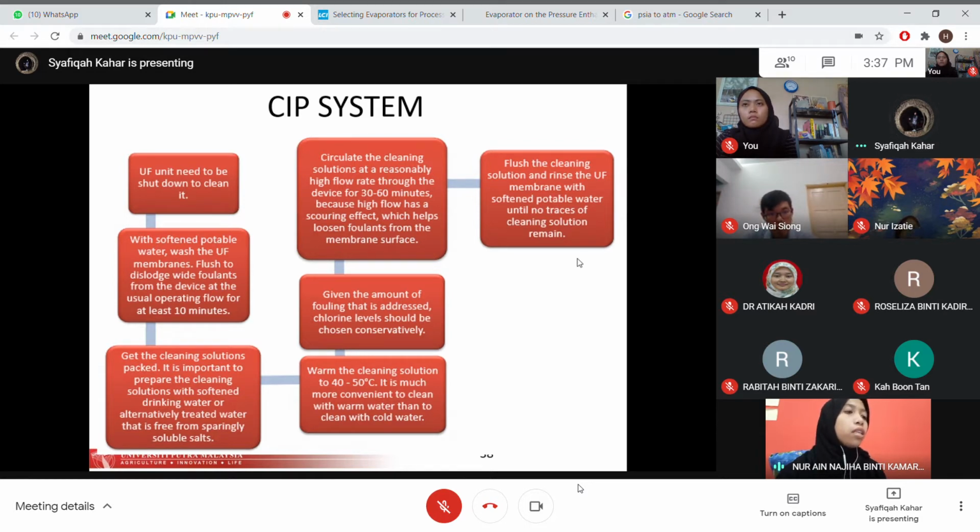And then, given the amount of fouling that is addressed, chlorine levels should be chosen conservatively. Then circulate the cleaning solutions at a reasonably high flow rate through the device for 30 to 60 minutes, because high flow has a scouring effect, which helps loosen particles from the membrane surface. And then flush the cleaning solution and rinse the UF membrane with softened potable water until no traces of cleaning solution remain.